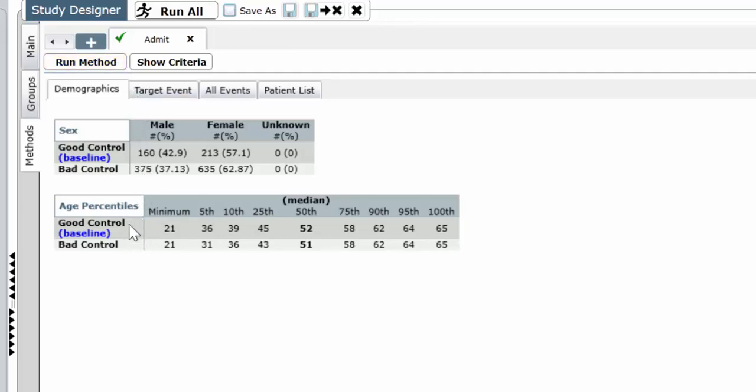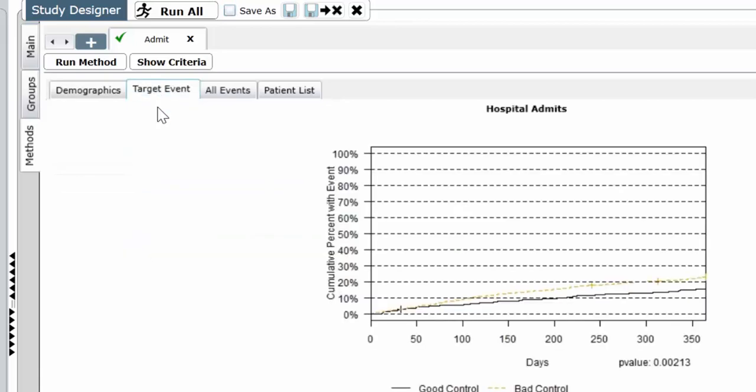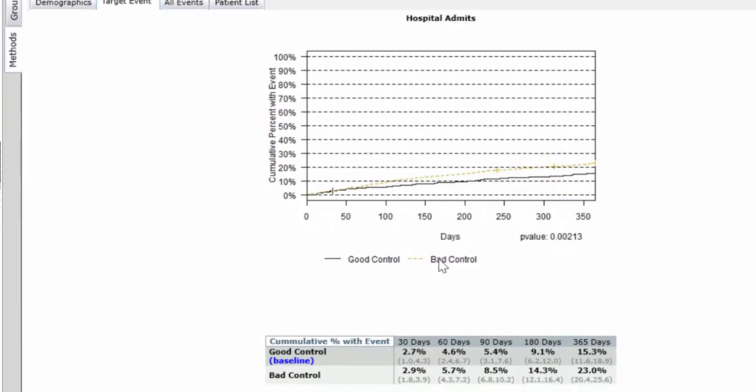You have your gender, you have your age breakdown, target event. We see the good controls in black. The orange is the bad control, and the bad control is above the good control. On the x-axis are the number of days that have elapsed from time zero for each subject, we know 0 to 365 days. On the y-axis is a cumulative percent who have been discharged by that day. So we say by 50 days we're at about 5%. At 365 days on the orange group, we're at about 23%. The orange group is climbing into the hospital faster than the black group, and it's statistically significant. So we know that those in bad control are coming into the hospital faster than those in good control.